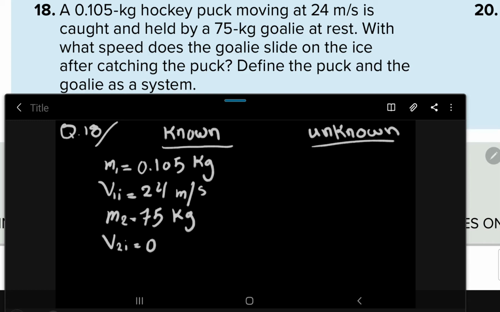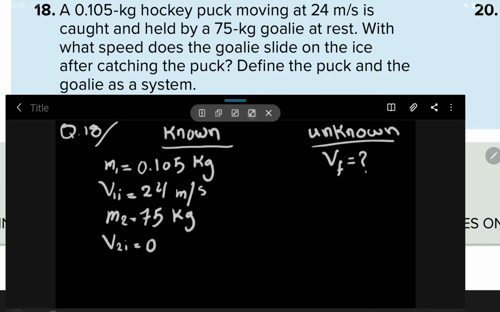With what speed does the goalie slide on the ice after catching the puck? Define the puck and the goalie as a system. So that means we need to calculate v final, which is the unknown for this question.